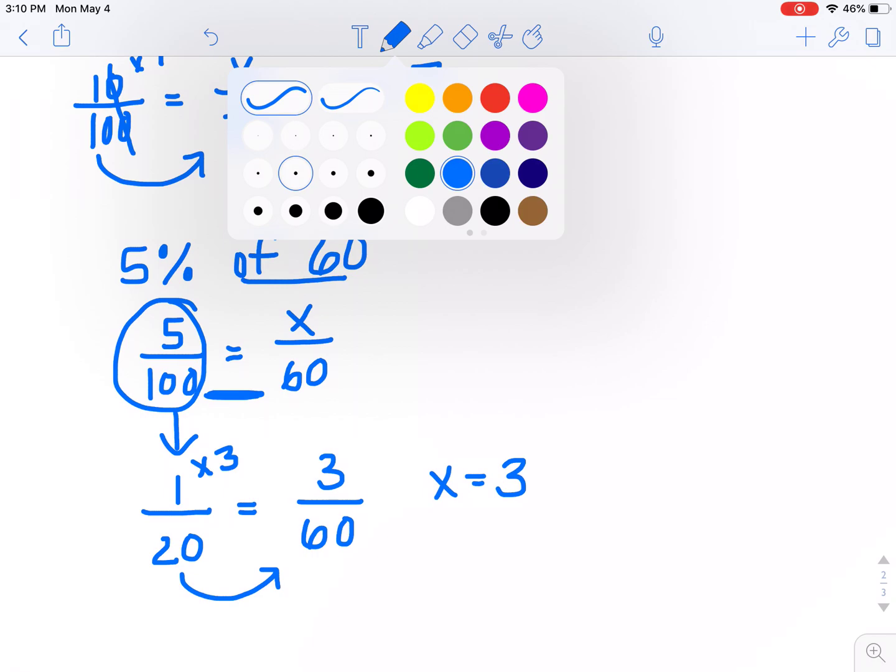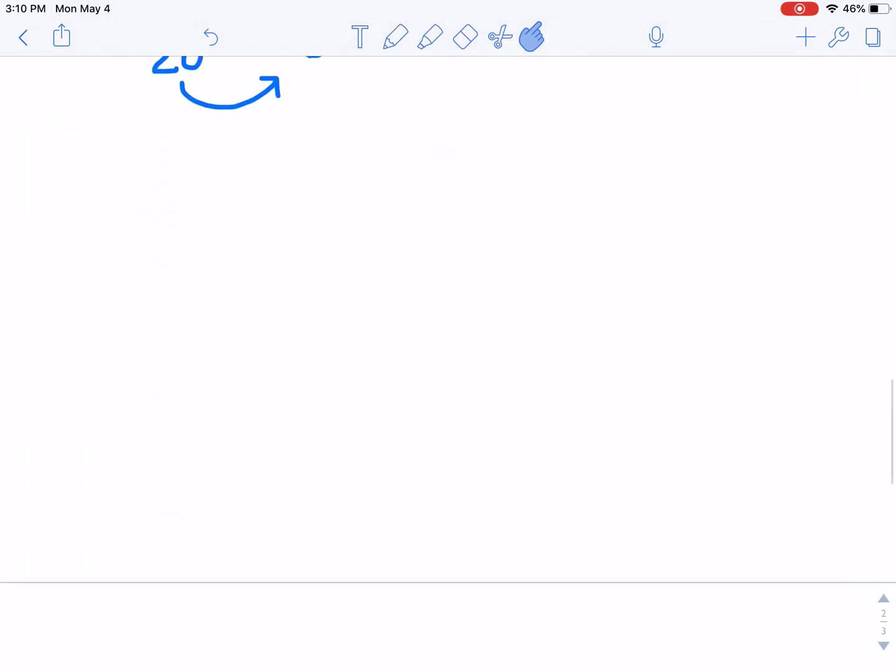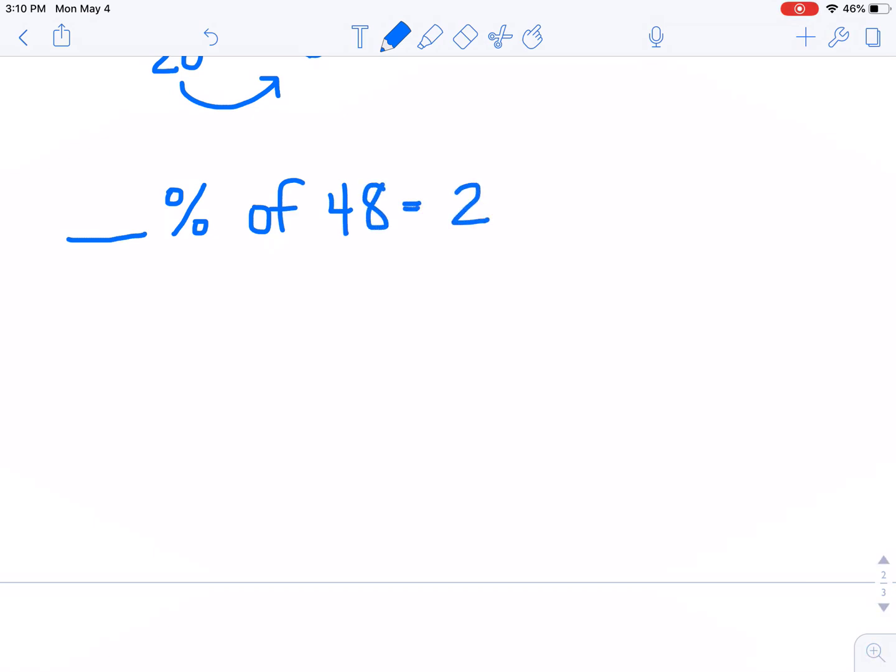All right, let's try another one. Now I'm going to throw something at you. What if I have blank percent of 48 equals 24? Now what? So I want to tell you this one thing really quick. When you see equals, that is also saying is. So blank percent of 48 is 24.